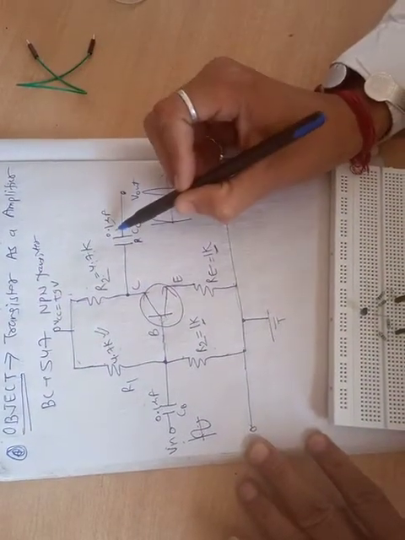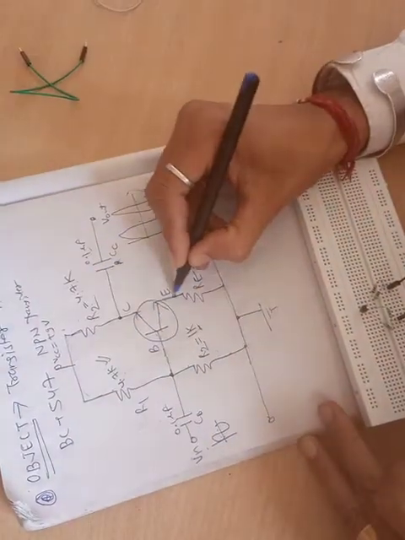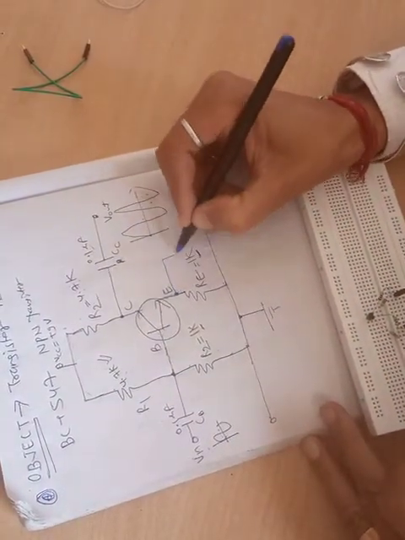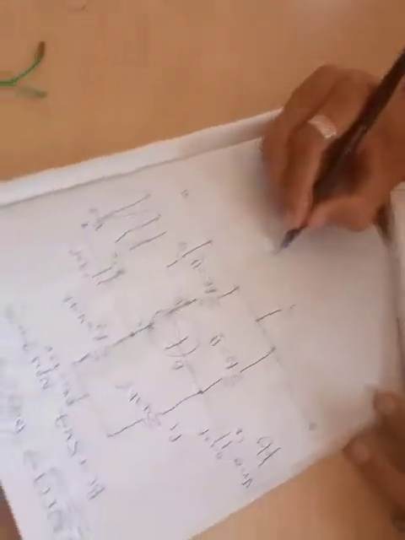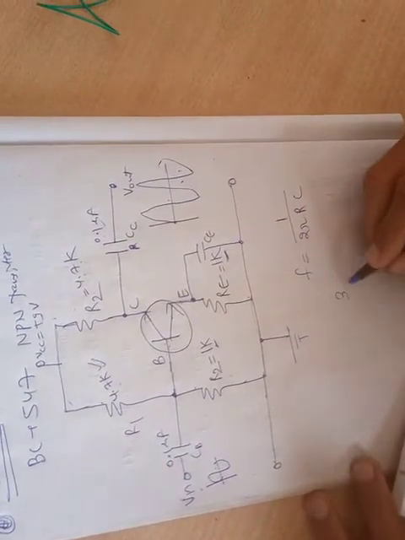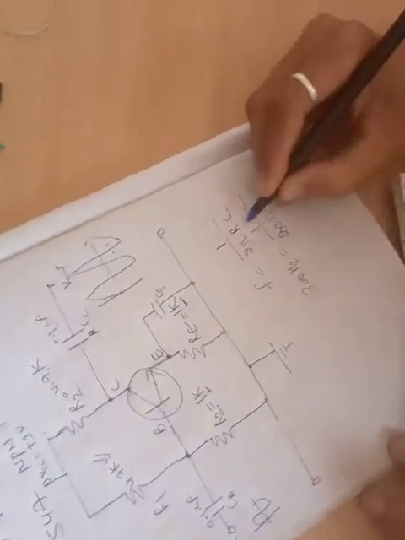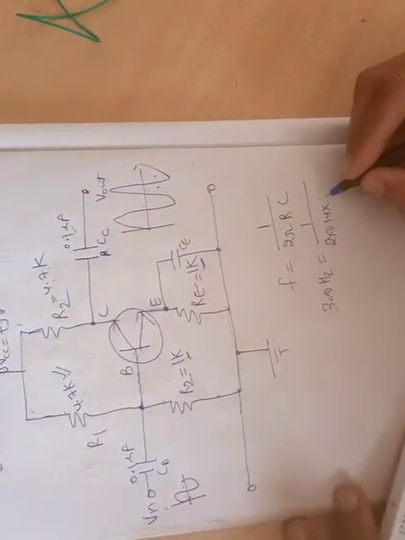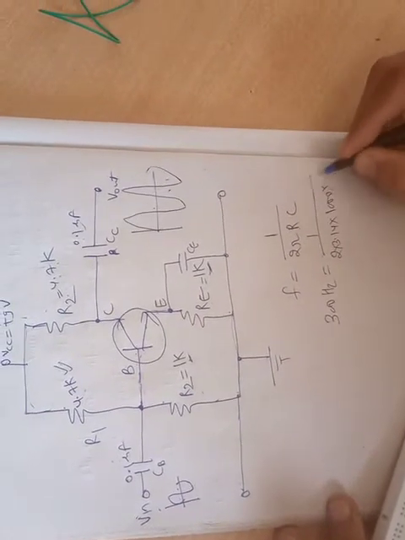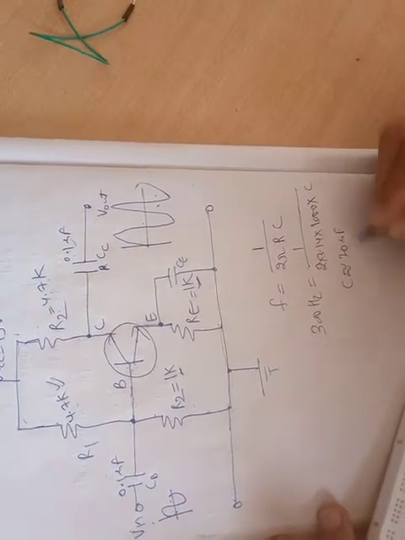Now see the rest of the connections. At the collector, one 0.1 microfarad capacitor is connected. So now this circuitry will totally work when one more capacitor, the emitter capacitor, is also connected. This emitter capacitor value we will find out with the formula F is equal to 1 upon 2 pi RC. So F, let's suppose we take 300 Hz, then this is 2 multiplied by 3.14 multiplied by R. What is R? R is RE, 1 kilo ohm, that is 1000 ohm, and C. So we will find this C is approximately equal to 20 microfarad.